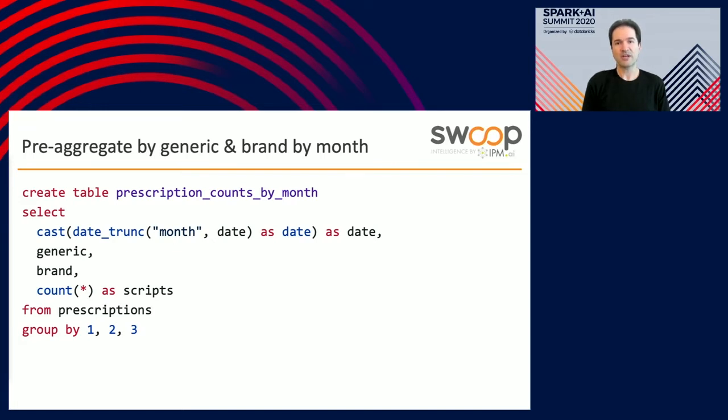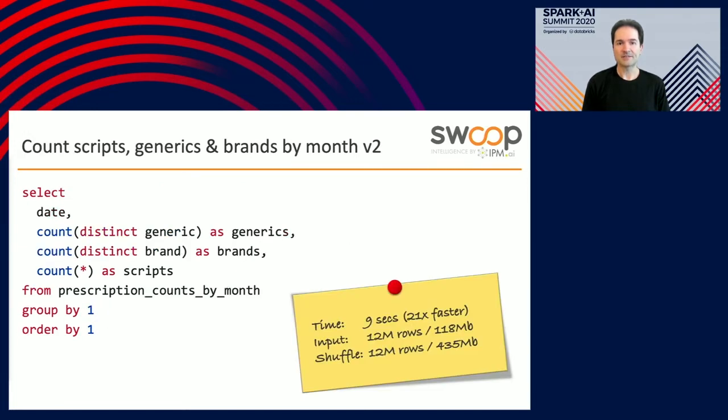So let's apply the pre-aggregation strategy, right? In this case, since we want data by month, we can clearly reduce the date level from days to months. And since we cannot aggregate distinct counts, we can group by the generic name and the branded drug name and essentially preserve their unique values, but still shrink the total number of rows with a group by. Now let's see what happens to our query when we run it again. Wow, with a simple change, we're running 20 times faster.